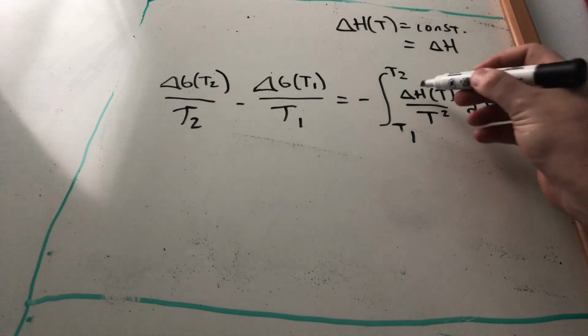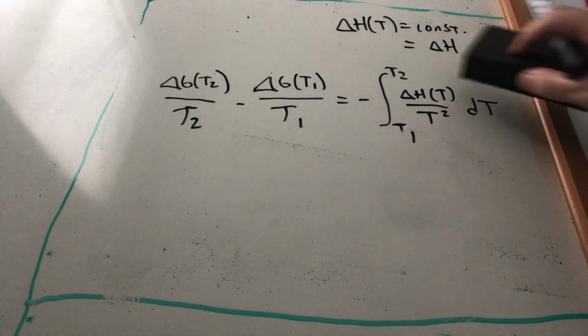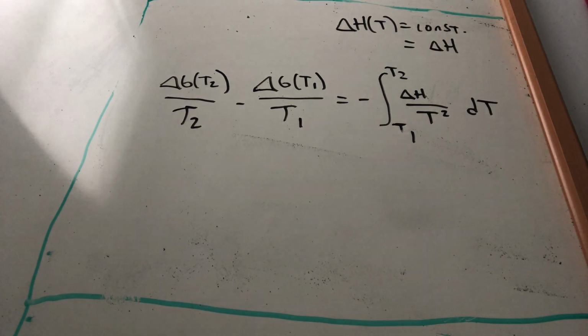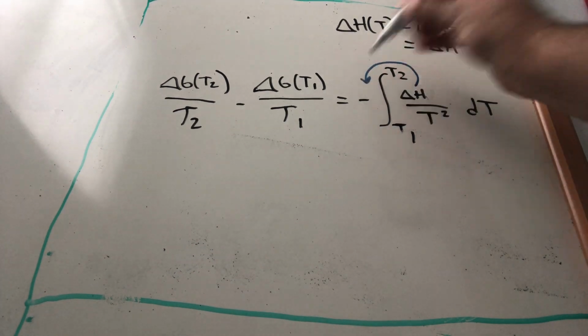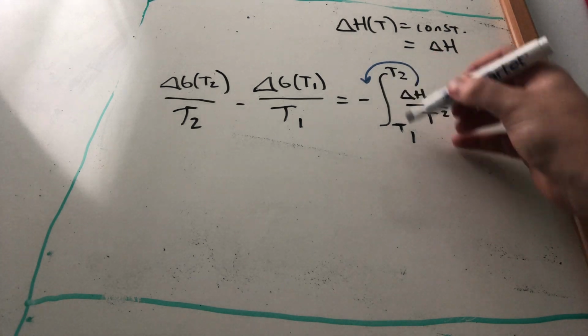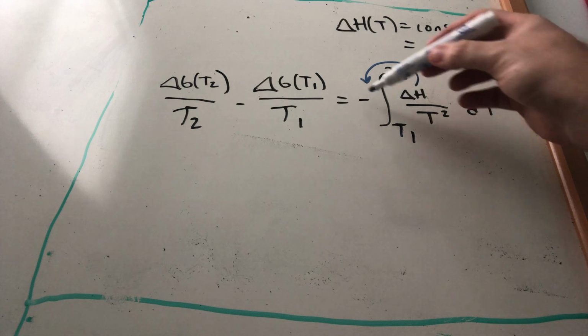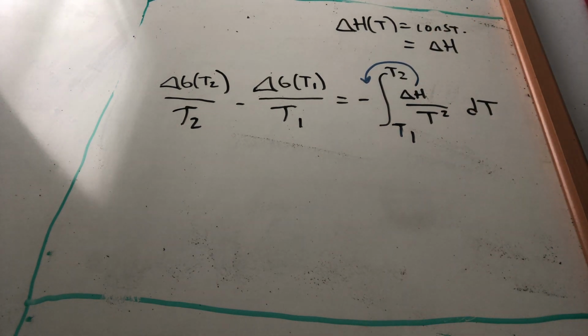On the right-hand side here, this delta H was a function of temperature. It's no longer a function of temperature. If it's a constant for this temperature change, we're going to be able to pull it out front, all right? We're going to have an integral to do on the inside here, and it looks like the integral of negative 1 over T squared dT, and we know how to enact that integral.